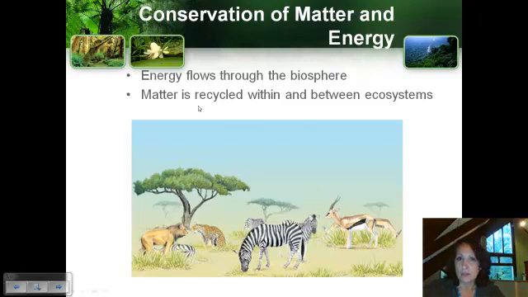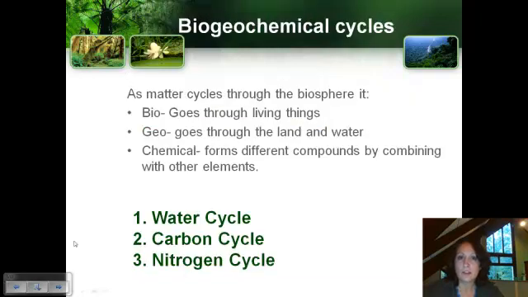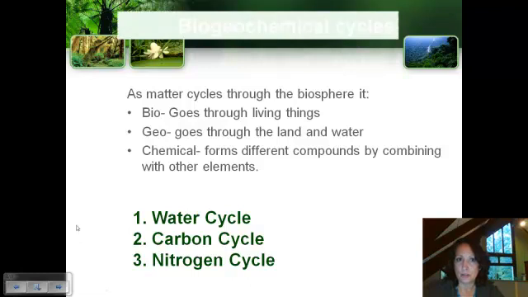Matter, on the other hand, is recycled. So matter actually comes back, and so a carbon atom that's in the air in the form of carbon dioxide can end up in an animal, end up in a plant, end up back in another animal, end up back into the atmosphere. It's recycled throughout all of the ecosystems. So we call these biogeochemical cycles.